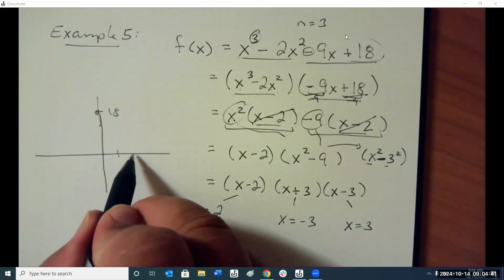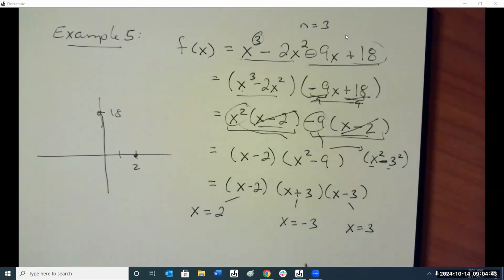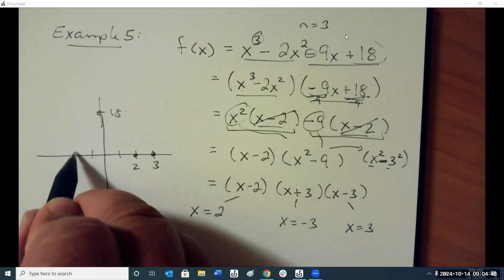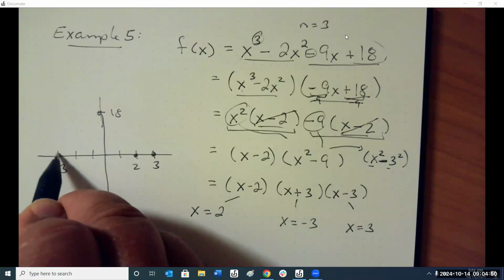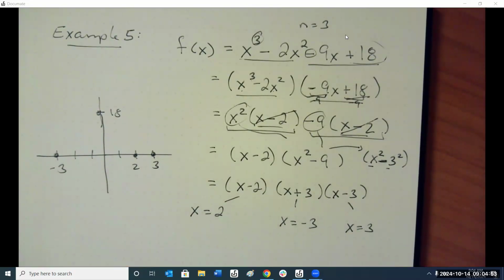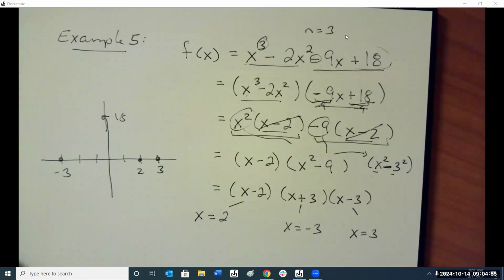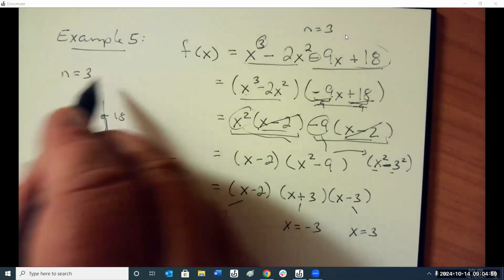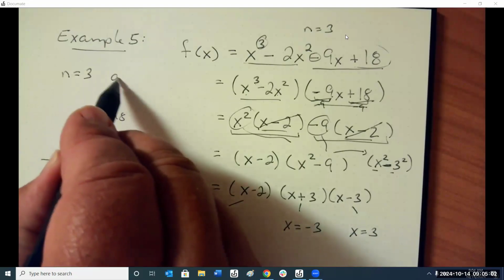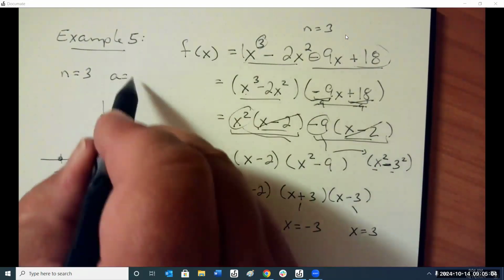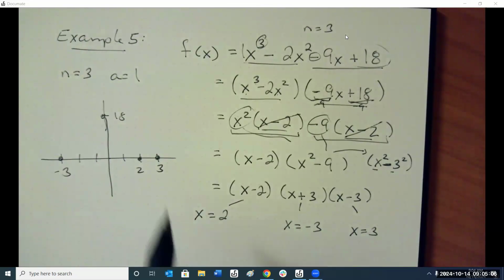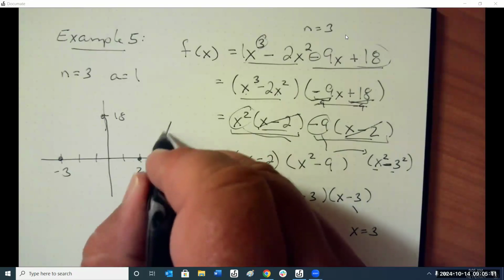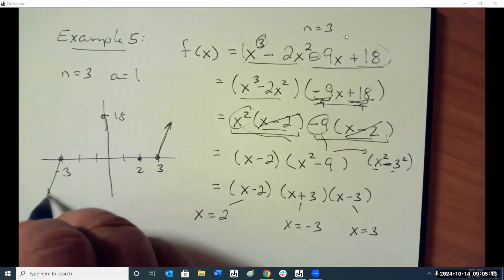The intercepts are at 2, 3, and -3. N is odd, and the leading coefficient is a +1. So because n is odd and a is positive, the graph at both ends points in different directions.